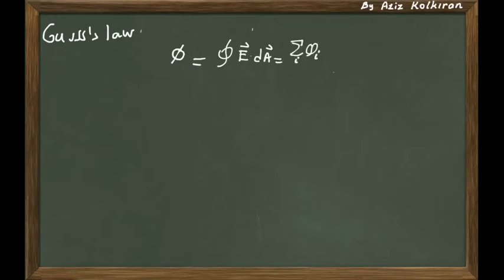Alright, so Gauss's law says, however many charges there are, we don't care. Just add these charges and divide by epsilon 0. If they are inside a closed surface, this is the flux. Okay?